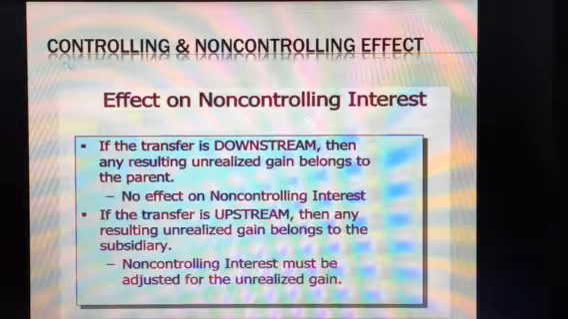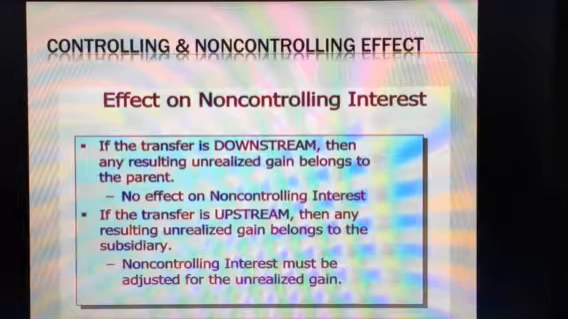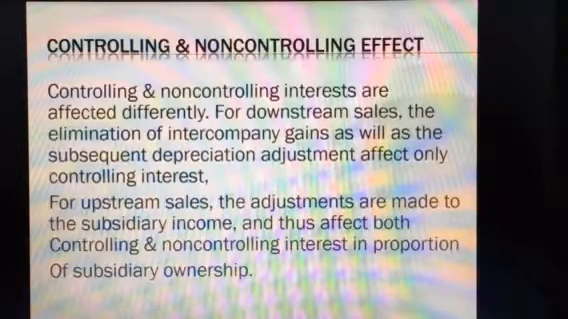The next subject is controlling and non-controlling interest. So we will show the effect on the non-controlling and controlling interest. If the transfer is downstream sales, then any resulting unrealized gain belongs to the parent. No effect on non-controlling interest. If the transfer is upstream sales, then any resulting unrealized gain belongs to the subsidiary. Non-controlling interest must be adjusted for the unrealized gain. So controlling and non-controlling interest are affected differently.